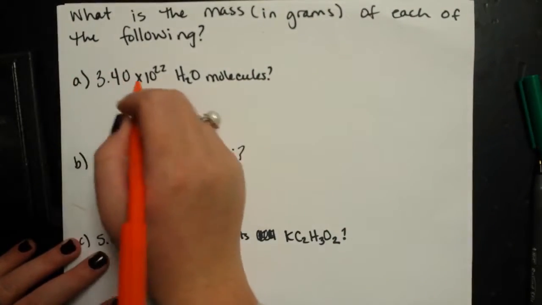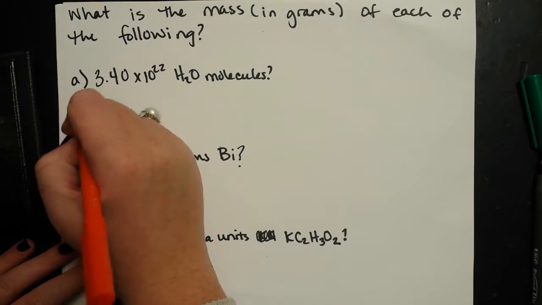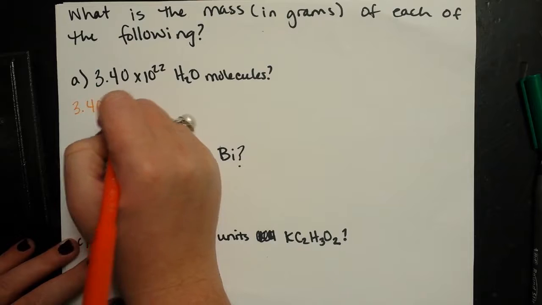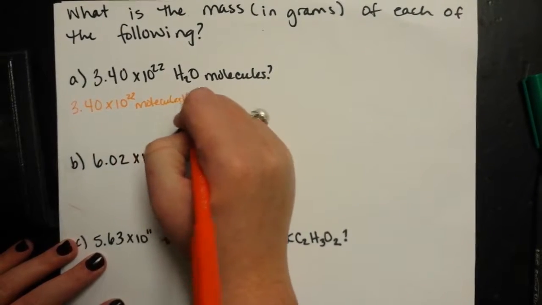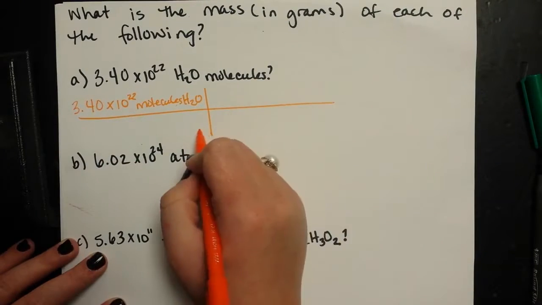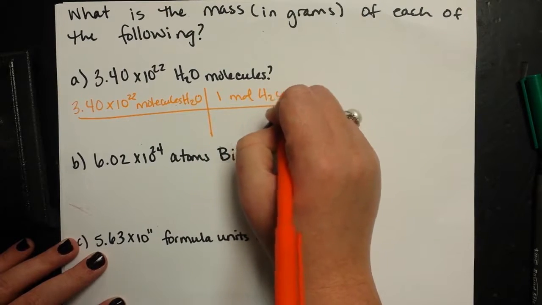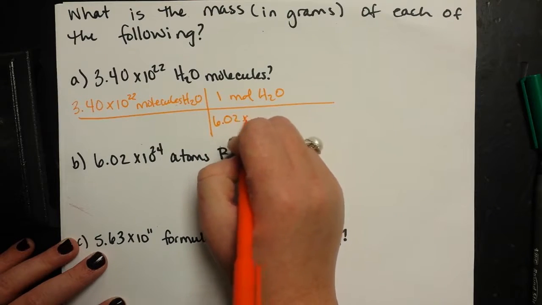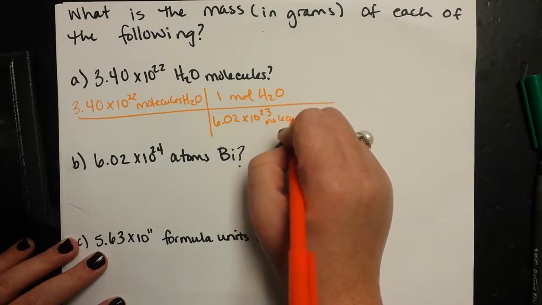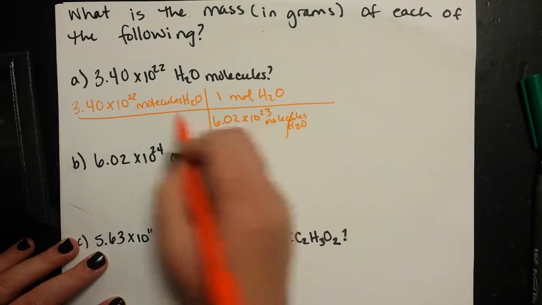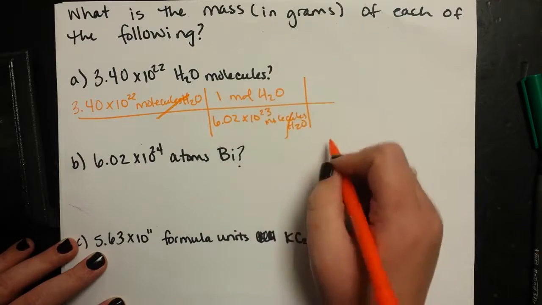The way that I would begin this is by starting with your representative particles, so 3.40 times 10 to the 22 molecules of H2O. And we want to get out of molecules and into moles. So 1 mole of water has Avogadro's number of water molecules in it. That way our molecules of water cancel. But I'm not done. If I'm in moles, I still want to get to grams.